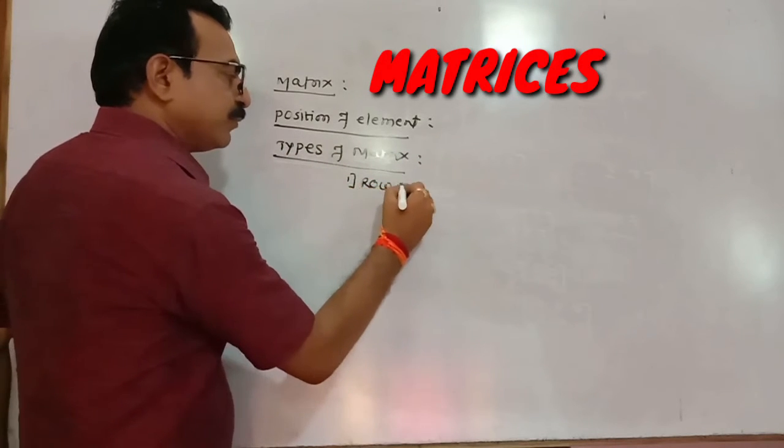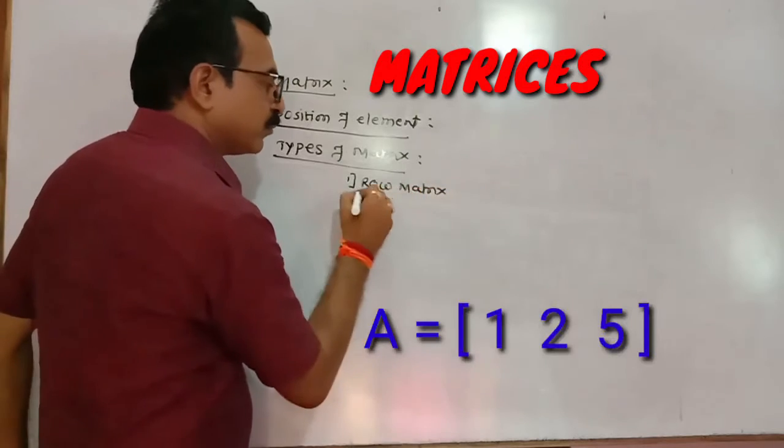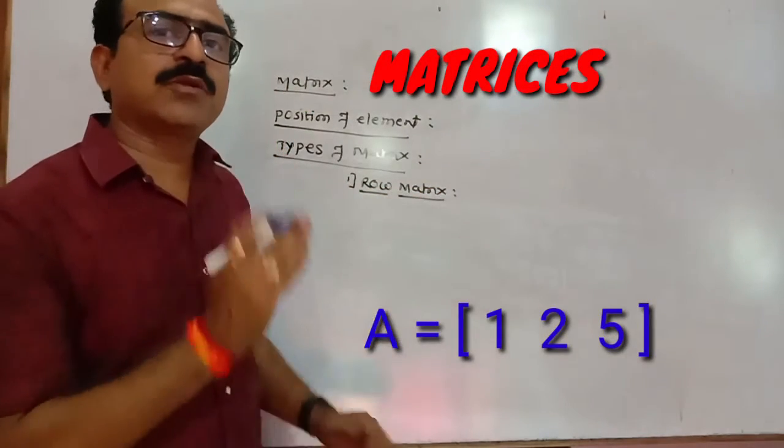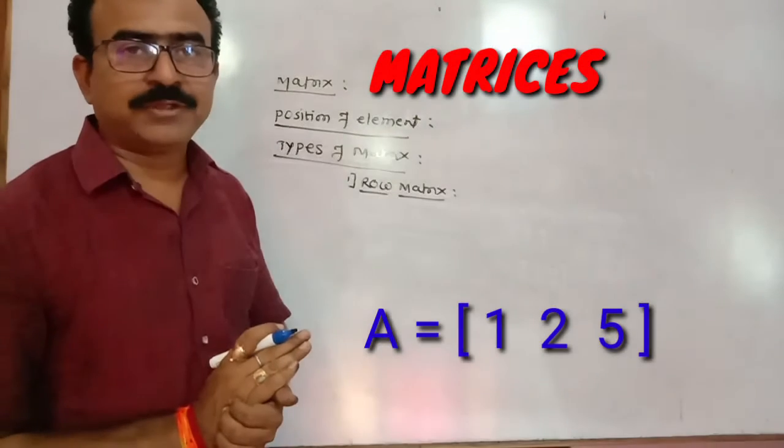Row matrix. A matrix having single row is called as row matrix.